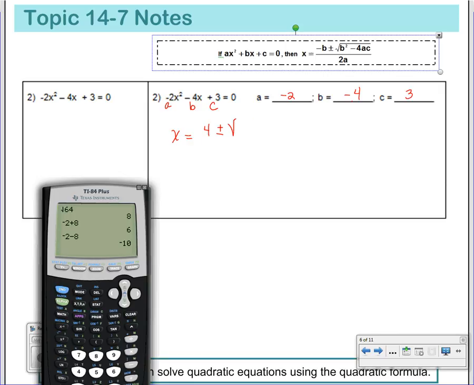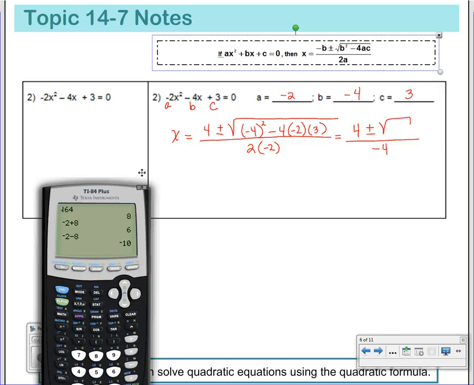Plus or minus the square root, making it big so I can put things underneath. B squared, notice I'm putting in parentheses because I'm substituting, and it's a negative 4 that's squared, minus 4 times a. A is negative 2. C is a positive 3. All over 2a, so 2 times a negative 2. We'll do 4 plus or minus. We've got to figure out what's in the radical. 2 times a negative 2, that's negative 4 in our denominator.